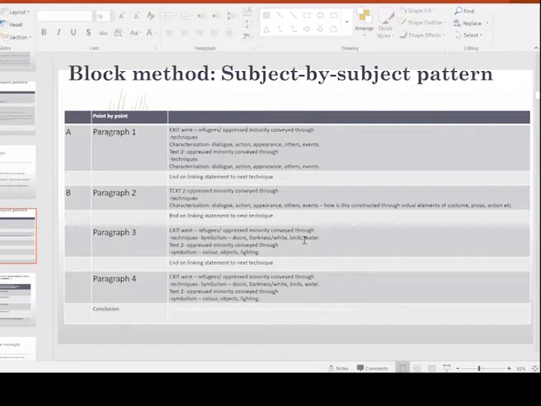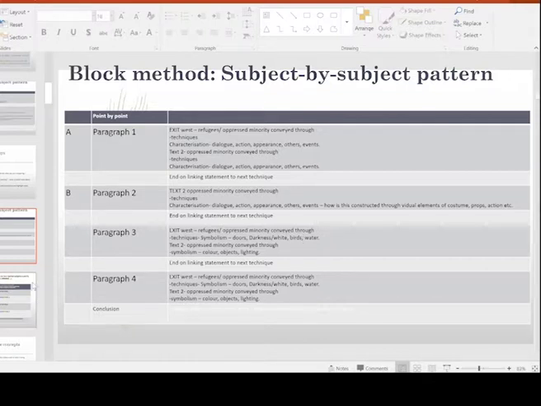Then the next one you would have text 2, oppressed minority represented through. Oh, I copied that. No, so then you would go on to say, sorry, get rid of that. But then you go on to talk about symbolism in text 1 and 2, and then oh no, I did. What did I do? Subject by subject. I don't know what I'm doing.